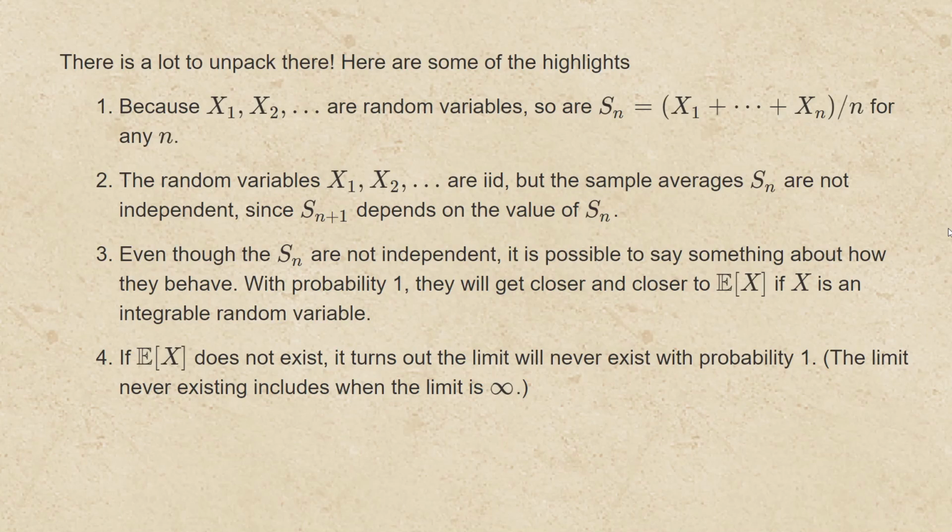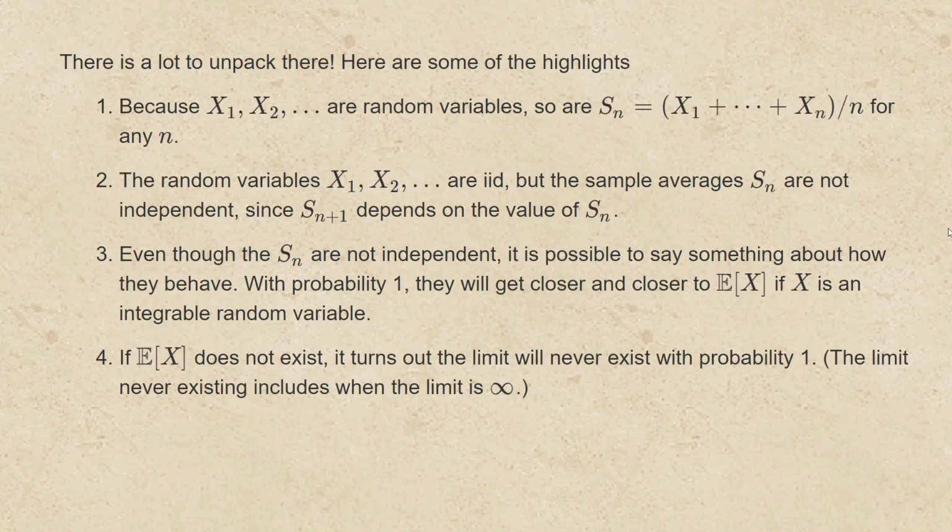Because X sub 1, X sub 2, etc. are random variables, so are S sub n, which is the sum of the first n of the X sub i's divided by n, for any n. Now the random variables X sub 1, X sub 2, etc. are IID, but the sample averages S sub n are not independent, since S sub n plus 1 uses a lot of the same X sub i values that S sub n does.